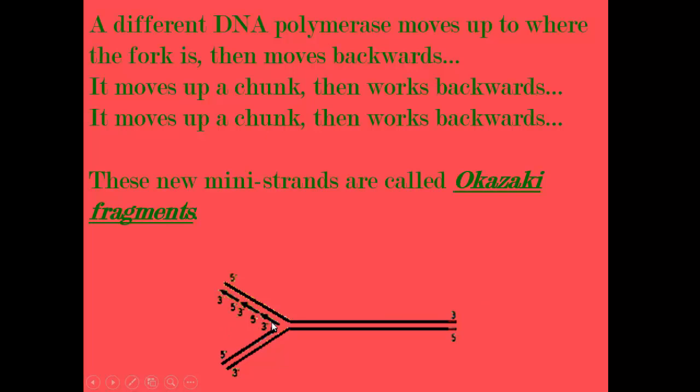Now, in reality, you're not going to have one polymerase that's zipping back and forth like that. You're going to have multiple polymerases that are all attaching on as they can as a new fork is opened up. So these mini fragments are called Okazaki fragments. I love that word. Okazaki fragments. So you've got all of these little pieces here.